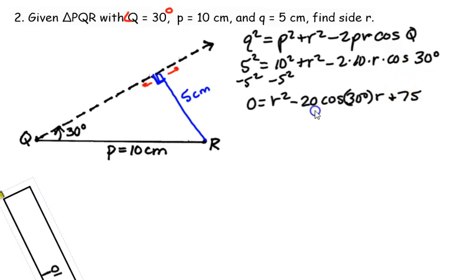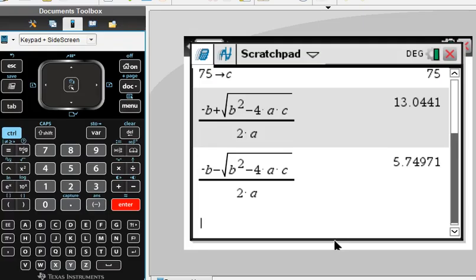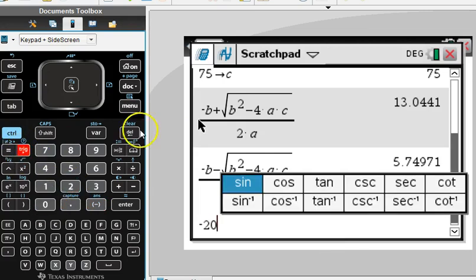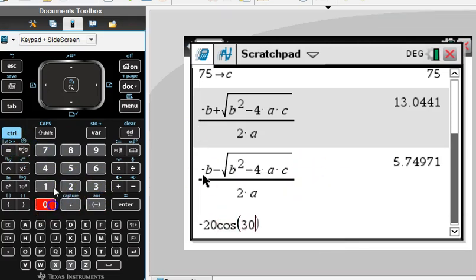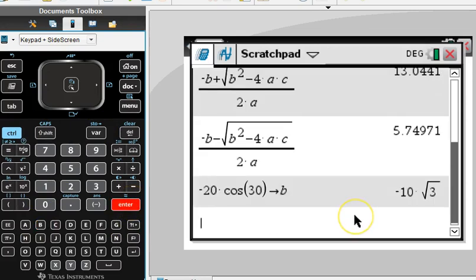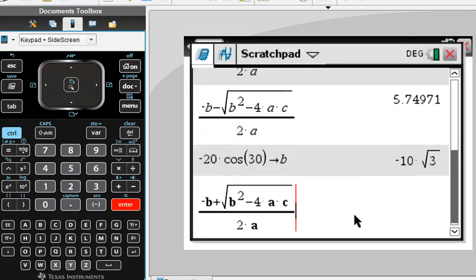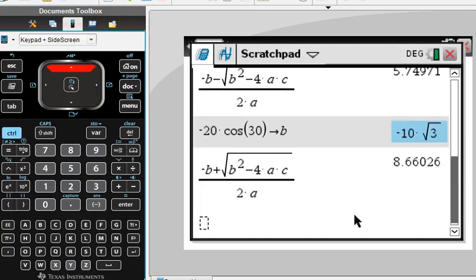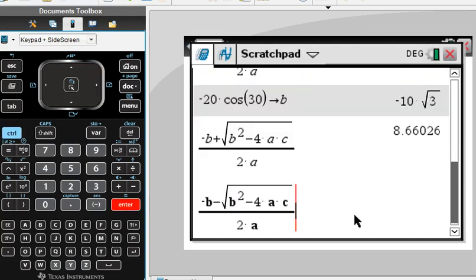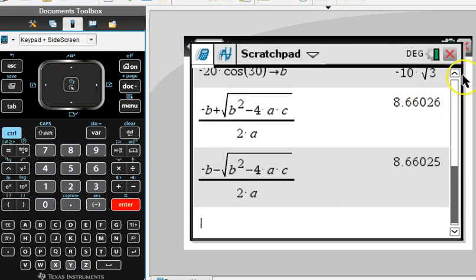So going to my calculator, the only thing I'm going to have to change is negative 20 cosine 30, to store that to b. I don't have to delete anything. All I have to do is retype the value and store it again to b, and it just stores right on top of the b that I had before. Then, since I already have the quadratic formula typed in, I just have to go up and copy and paste. So then I'm going to get the negative one, copy, paste, and notice I get identical answers.